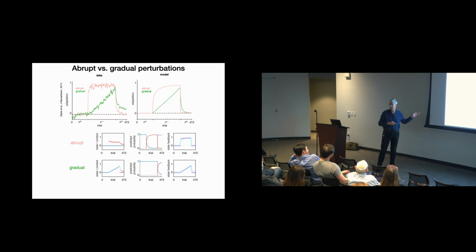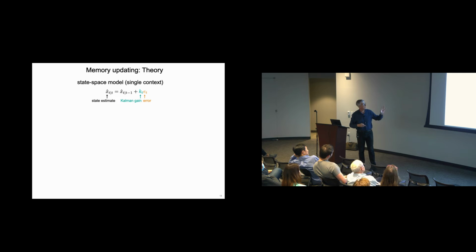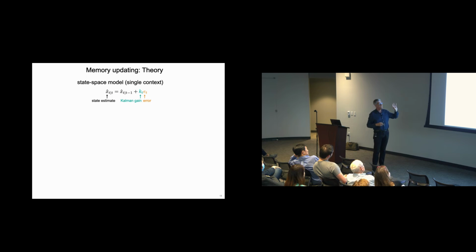Any other questions? Okay, so what I've dealt with so far is really memory creation and memory expression. A key idea, though, is that memory updating is important, and this is maybe the most complicated experiment, but I think it's important. If you're in a single context world, then typically, like a Kalman filter, you'll update your state estimate now based on the previous estimate of state, and the error you got, plus some Kalman gain, the learning rate. Okay, so you're going to update that, and that makes sense.